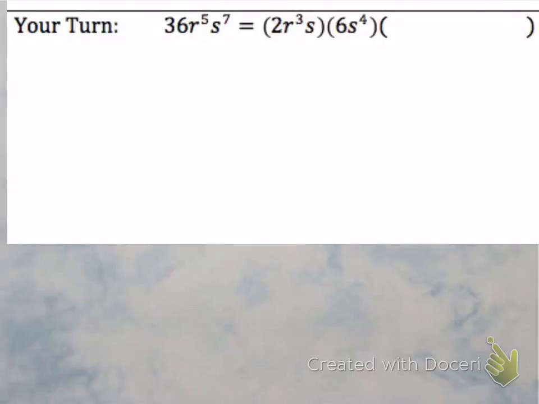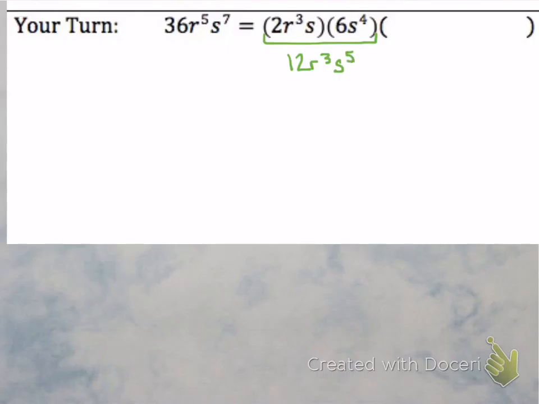So again, next one's your turn. Pause, see if you can figure this one out. I definitely would multiply the two factors you have here that are already figured out together, just so you can see what you already have as a product. So the 2 times 6 gives you 12. We have r to the third and s to the fifth to start.